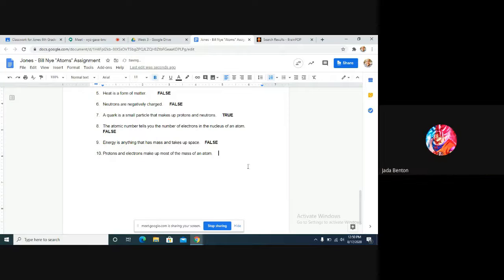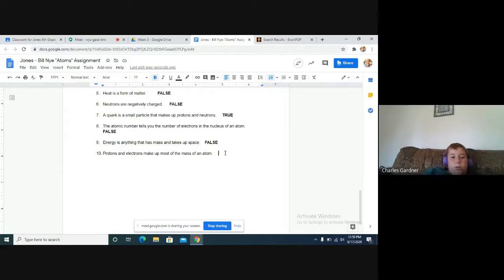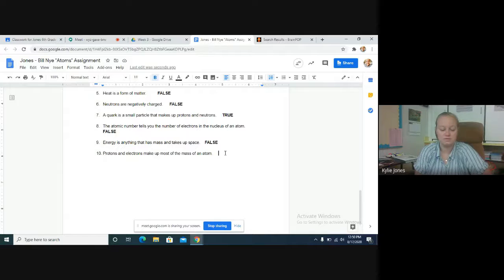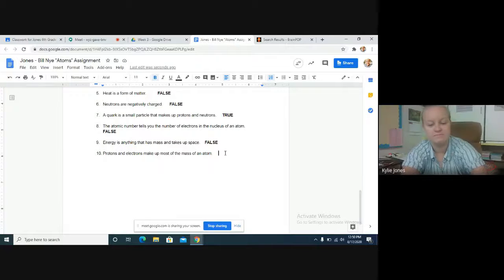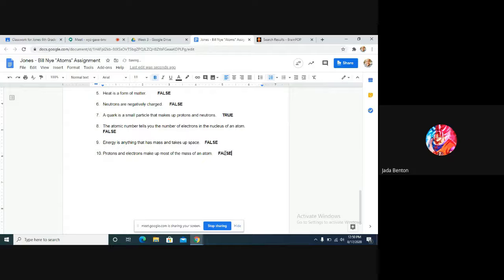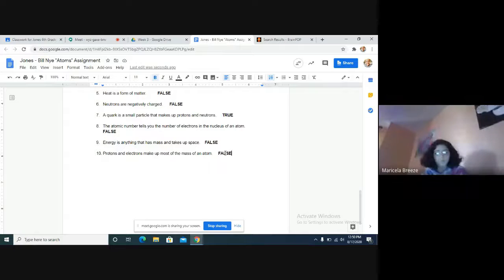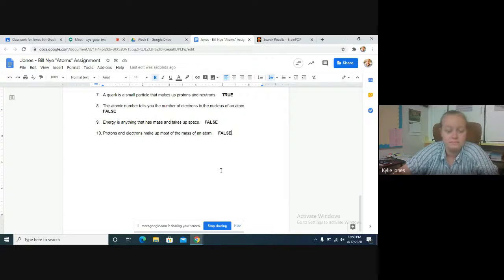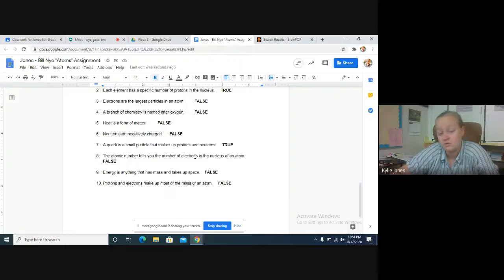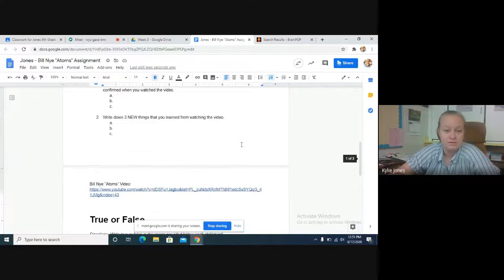And our last one. Protons and electrons make up most of the mass of an atom. What do you think? True? This one's kind of a hard one. It's actually false. It's not the protons and electrons that make up the mass. The neutrons make up quite a bit of the mass as well. Okay. So there's the answers to those. If you happen to not do that assignment, now you have the answers. Hopefully you were paying attention.